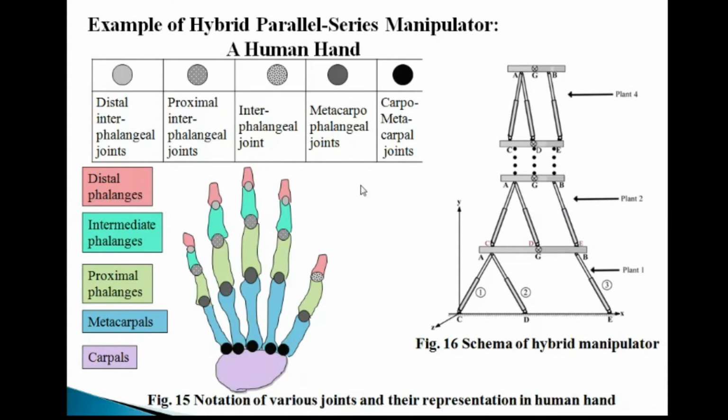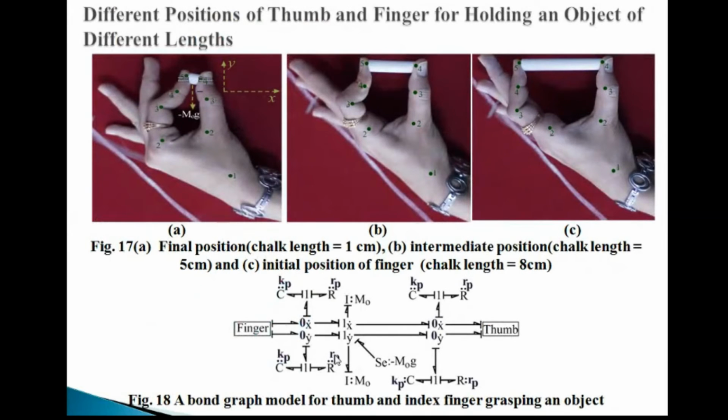So different joints with different phalanges are shown here with different colors and different notations. And this is the 4-link model, because the human hand has 4 links. And we have taken the average weight of a joint in the finger. So here also, snapshots of 8 different positions holding different chalk lengths were taken. I have taken the application of object grasping. These are the different chalk lengths varying from 1 centimeter to 8 centimeters.